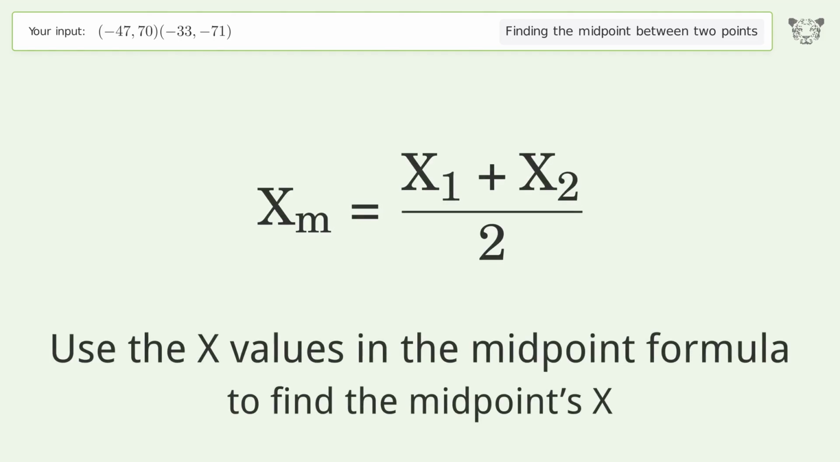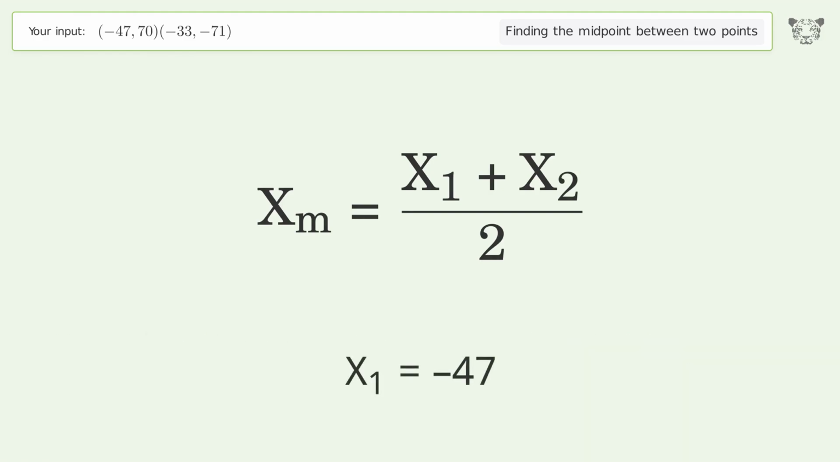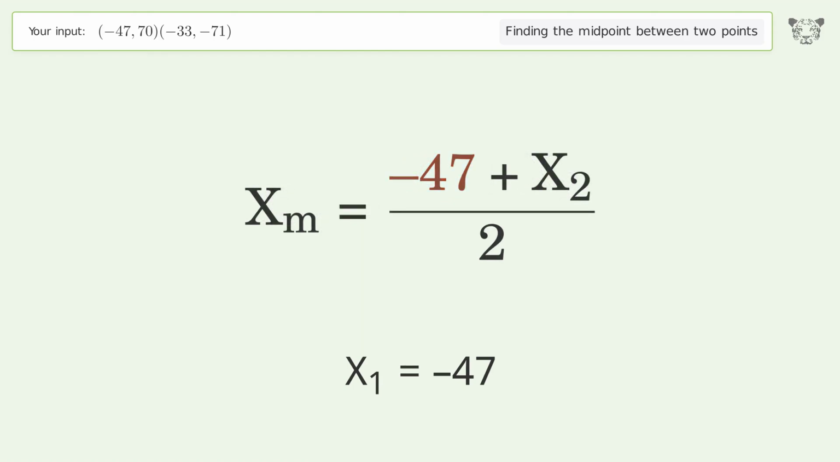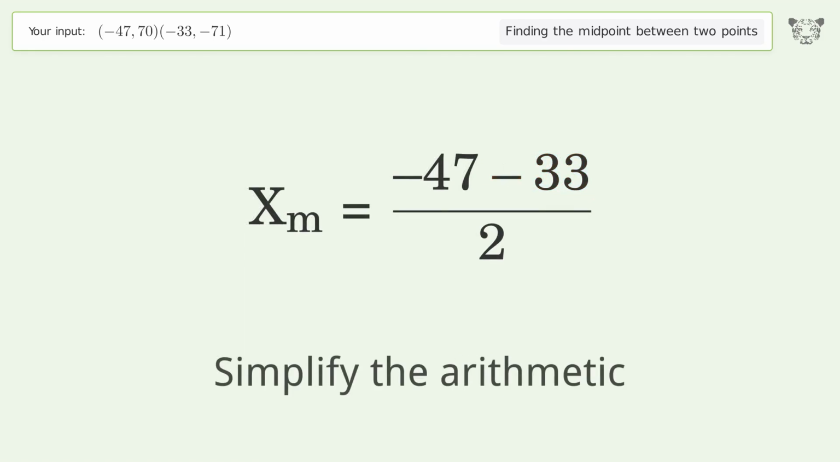Use the x values in the midpoint formula to find the midpoint's x. x1 equals -47. x2 equals -33. Simplify the arithmetic.